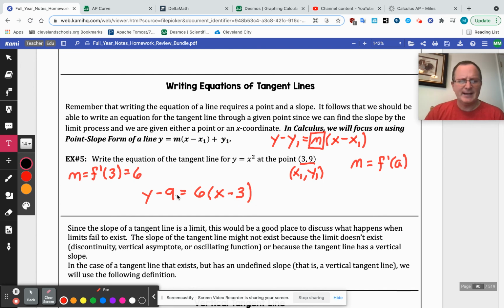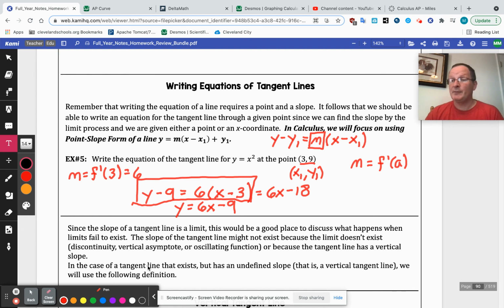Now, the only thing I can think of other than that is that perhaps it was a multiple choice question and they put it in slope intercept form, I guess. It could happen, right? So if that's the case, then just a little bit of cleaning up. And then add 9 to both sides. And so the slope intercept form then would be y equals 6x minus 9.